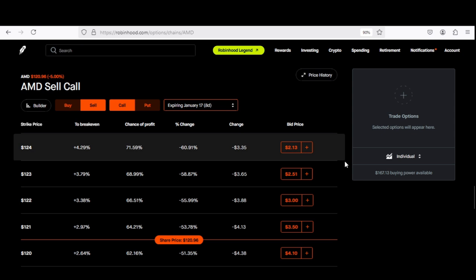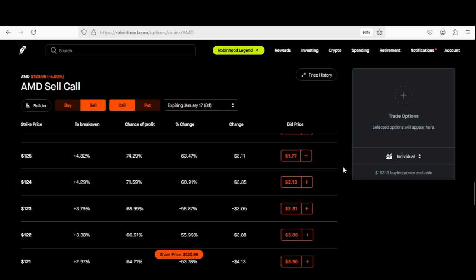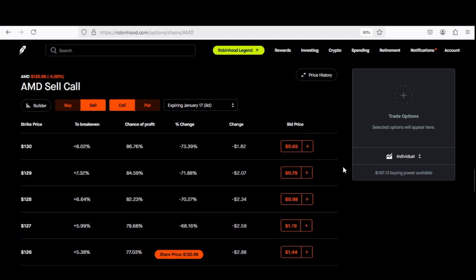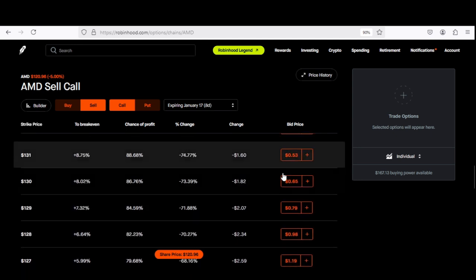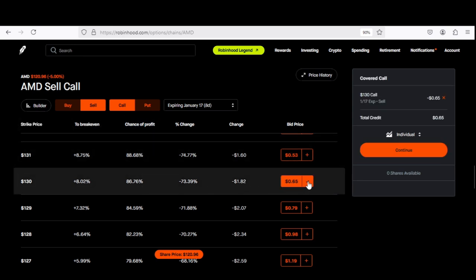So let's go to January 17th. And then now I'm going to choose my strike price. I'm going to go with the 130 strike price right here. And with the 130 strike price, I have a pretty decent chance of profitability. You see chance of profitability up here. So I'm going to click into that.